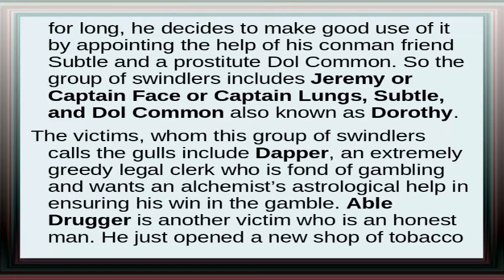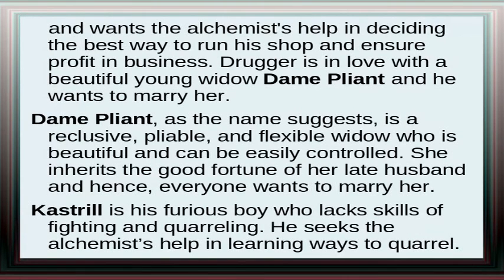The victims, whom this group of swindlers calls the Gulls, include Dapper, an extremely greedy legal clerk who is fond of gambling and wants an alchemist's help in ensuring his win in the gamble. Abel Drugger is another victim who is an honest man. He just opened a new shop of tobacco and wants the alchemist's help in deciding the best way to run his shop and ensure profit in business.